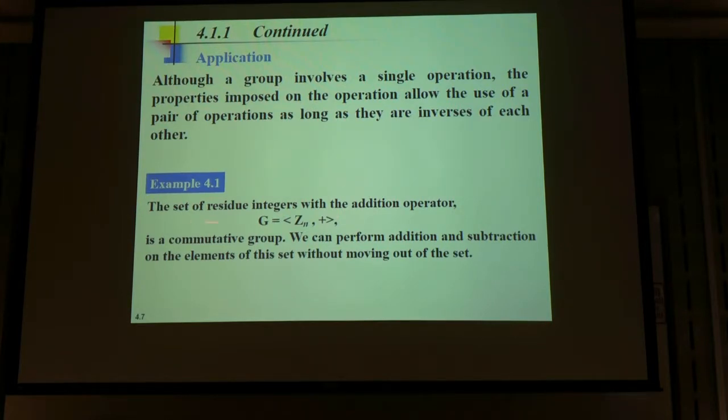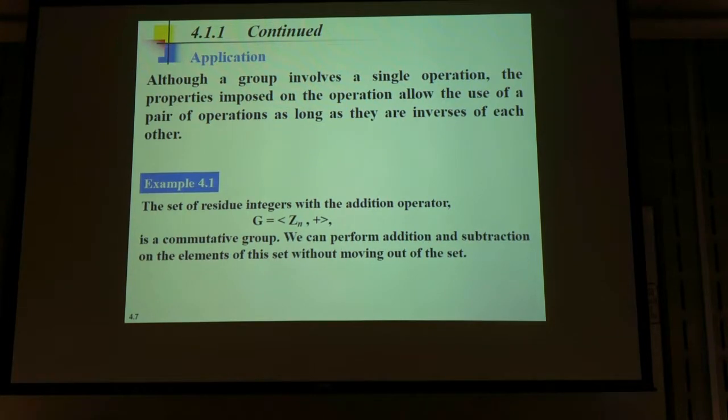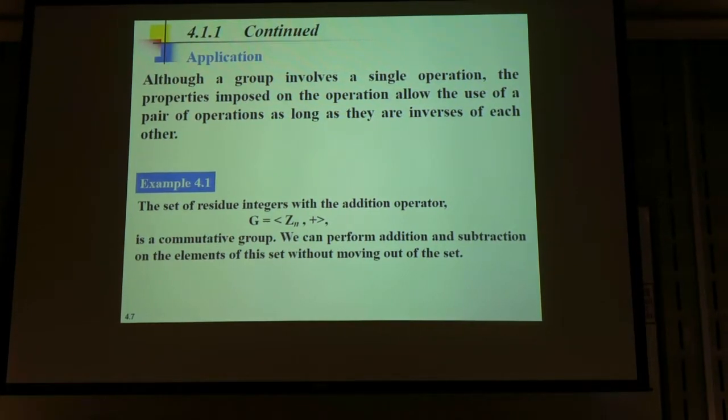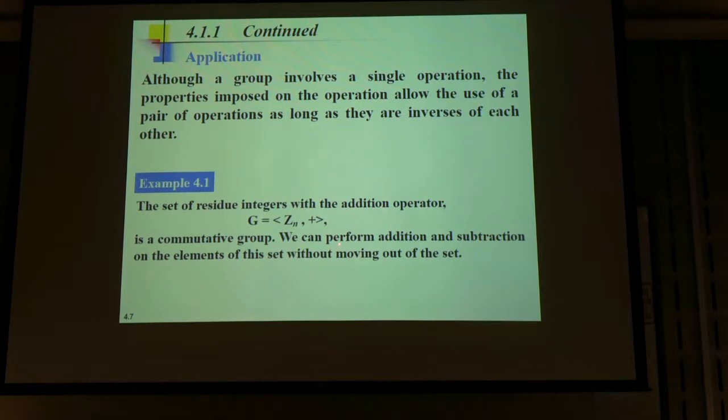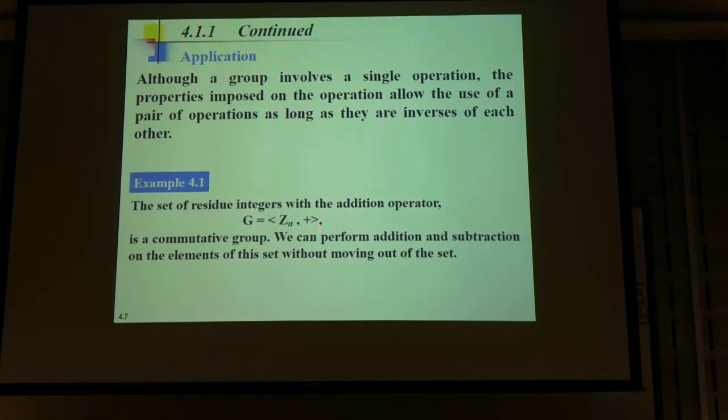Okay, so in this example there is a set Zn, regardless of what n is, and the binary operation is the addition operator. So is this a commutative group? We have to test it, right? We have to verify the defined conditions. Okay, so we can perform addition and subtraction on the elements of this set without moving out of the set.